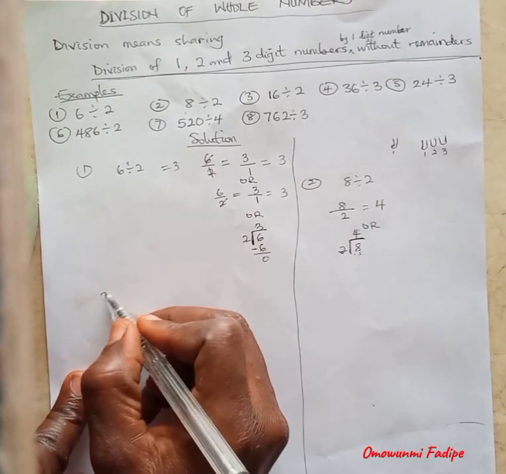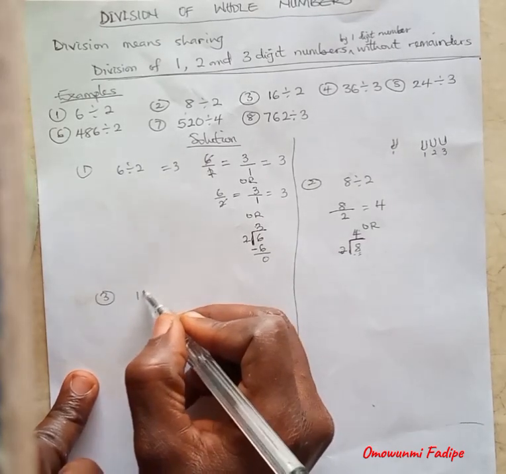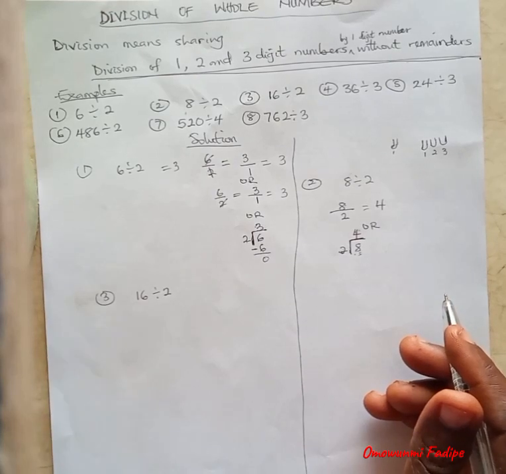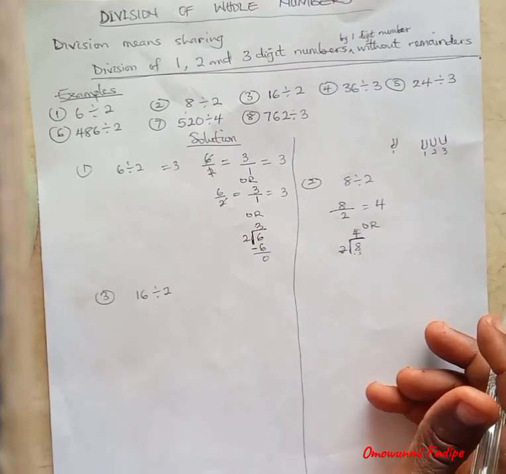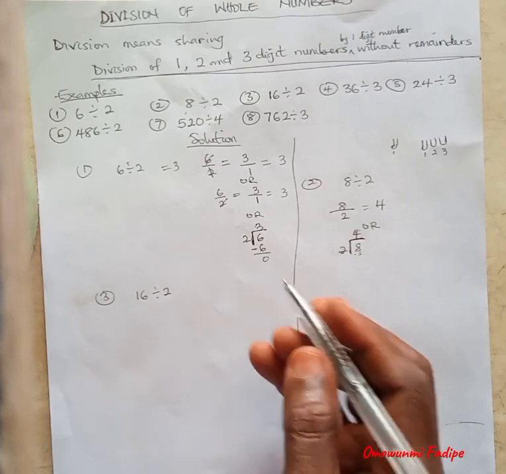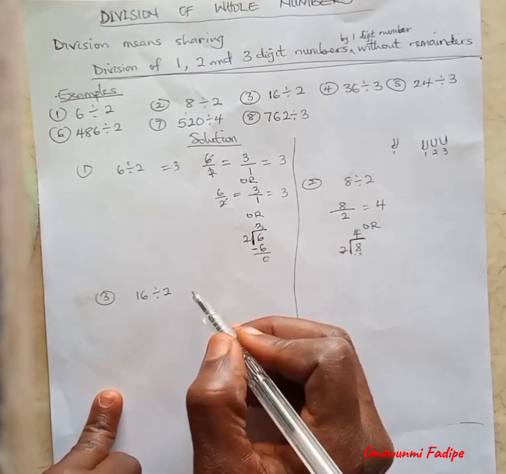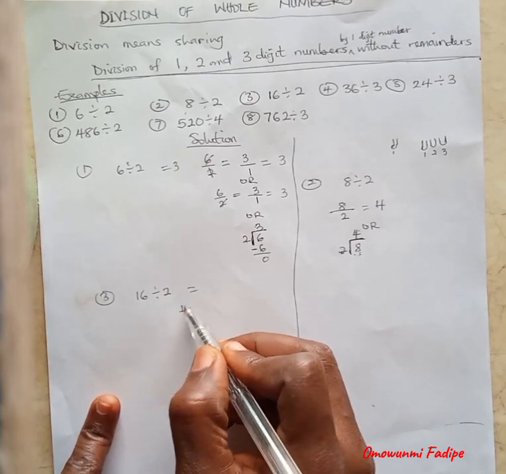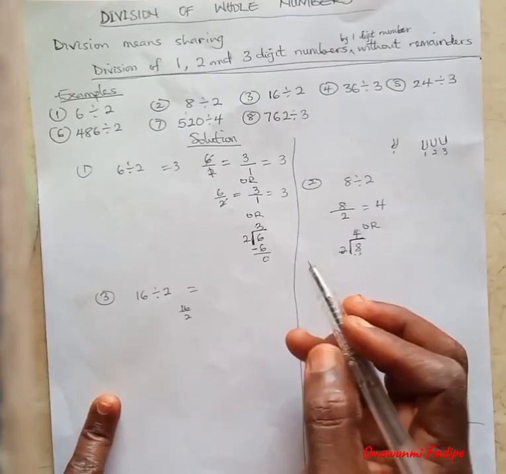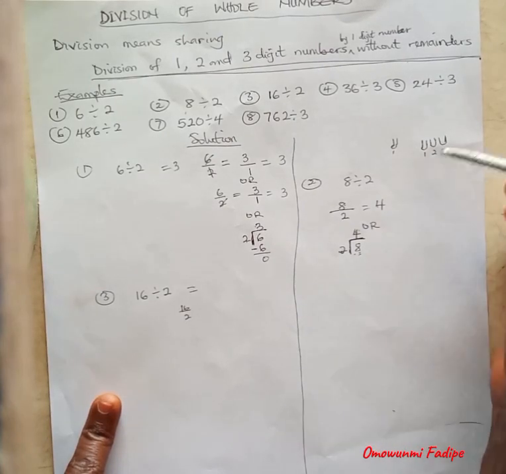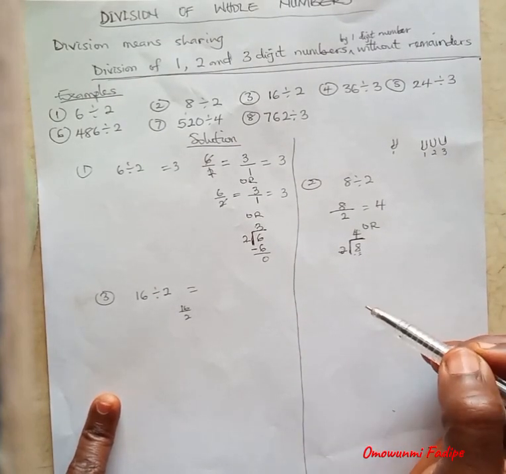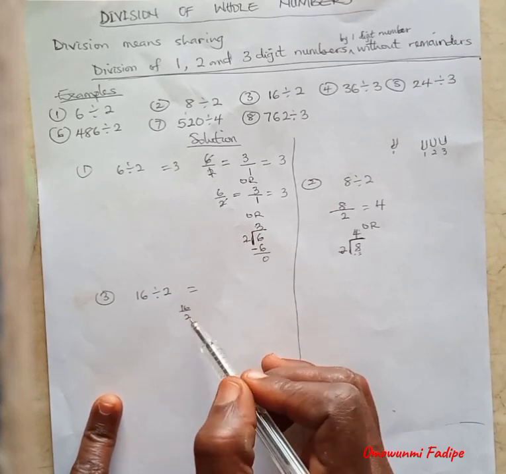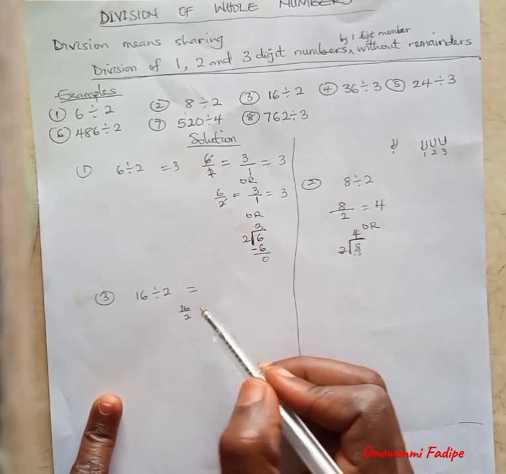Now let's go to the third one. Third one, 16 divided by 2. You can do it. I know by now you will just quickly recite your multiplication table. So instead of counting 1, 2, 3, you are counting strokes. You can do it so far as you understand your multiplication. So 2 times what will give me 16?